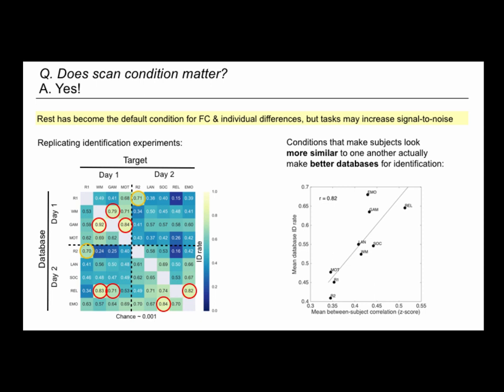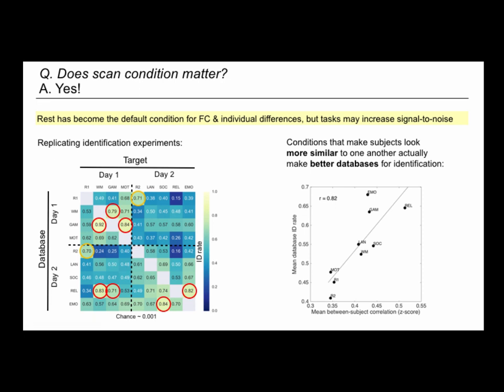And there's also an interesting result here whereby, thinking back to that space of those orthogonal axes of similarity versus identifiability, when we correlate just the mean between subject correlation, so this x-axis here is just how similar on average are subjects' functional connectivity matrices in that condition. And we plot that against what I'm calling the mean database identification rate, which is just the mean across each of these rows. So how well on average does a condition perform as a database? We actually see a strong positive correlation between these two things.